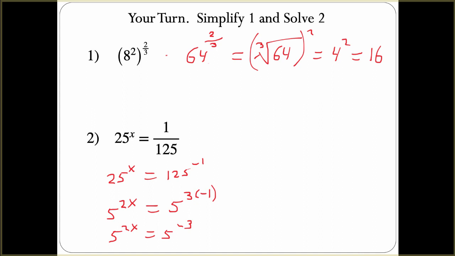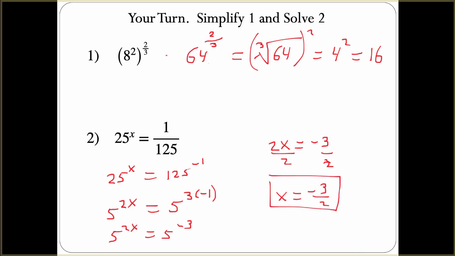We're going to set up our equation for our exponents. So 2x equals negative 3, and we're going to divide by 2. And we get x equals negative 3 halves.